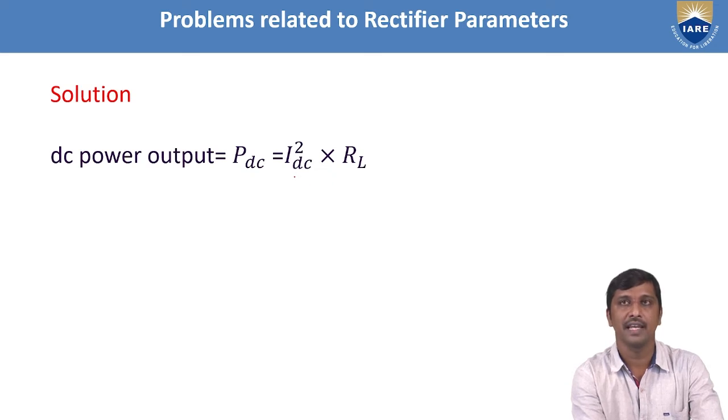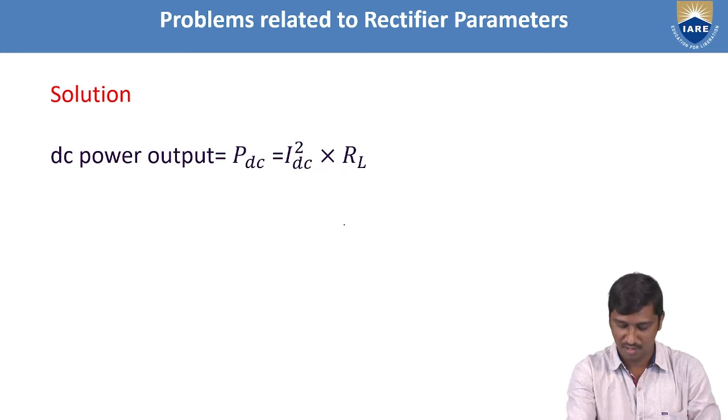Here IDC means the average value of the DC current. Just now we got this IDC value. Substitute this IDC value with respect to the load resistance. In the problem, the load resistance is given as 3.5 kilo ohms. Now I am going to substitute these values here.